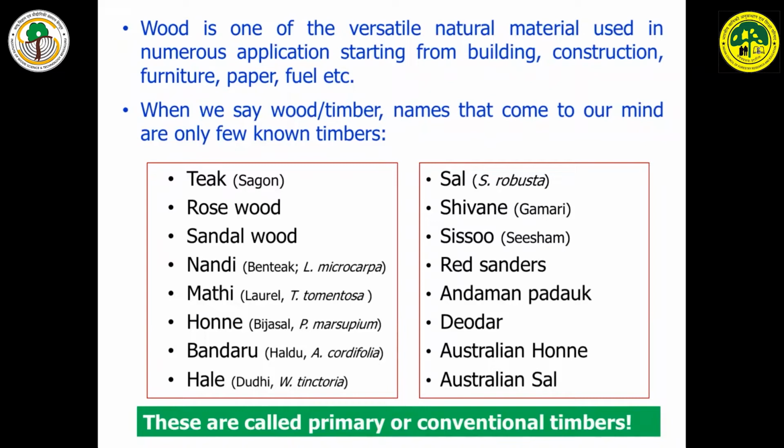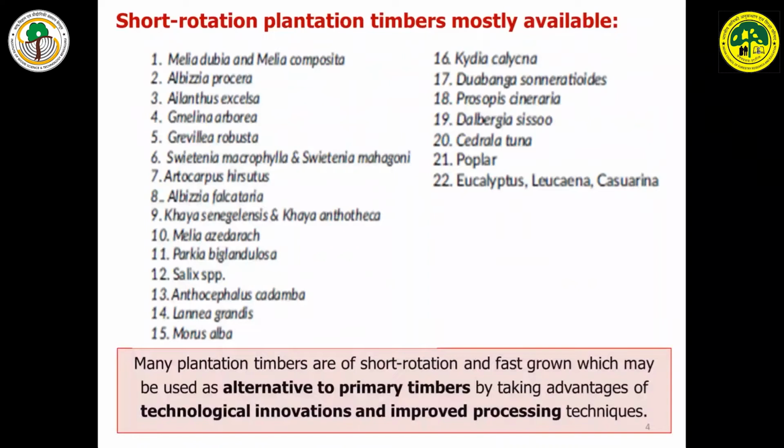But because they are not much available in the market, and a lot of timber is being imported, their price is quite high. And that is how people have shifted towards the short rotation plantation timbers. Here is the list of different timbers which are being grown in different parts of our country, and they are generally fast grown and short rotation. With the help of certain processing techniques, these short rotation timbers can also be used as alternates to primary timbers for various applications.